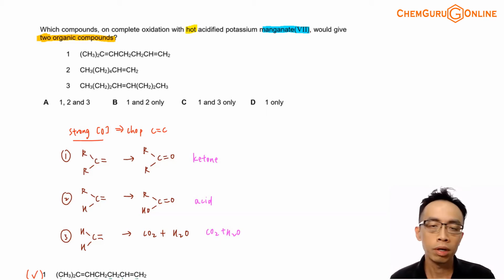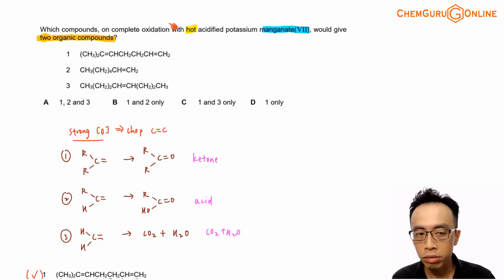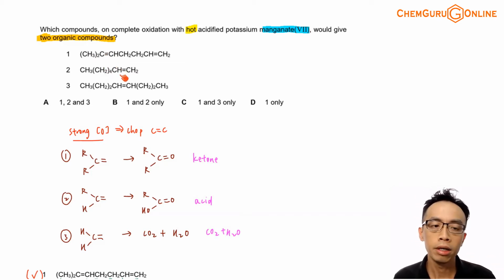Now in this video, we want to run through a question deducing the number of organic compounds from the strong oxidation of alkenes. So let's take a look at this question. Which compounds on complete oxidation with hot acidified potassium manganate will give two organic compounds? Now when the question is asking for two organic compounds, they have to be different organic compounds. So we're given three options: compound number 1, number 2, and number 3.